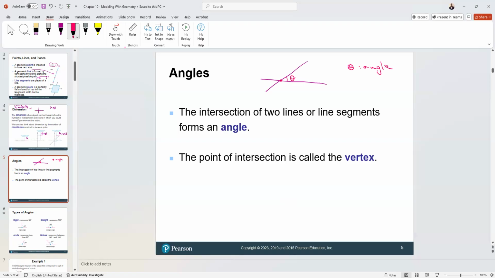In terms of angles, we have different ones, right? The point of intersection is also called the vertex. So any type of vertex is where two lines intersect. So if this is the angle here, this point right here, we can call it the vertex also.